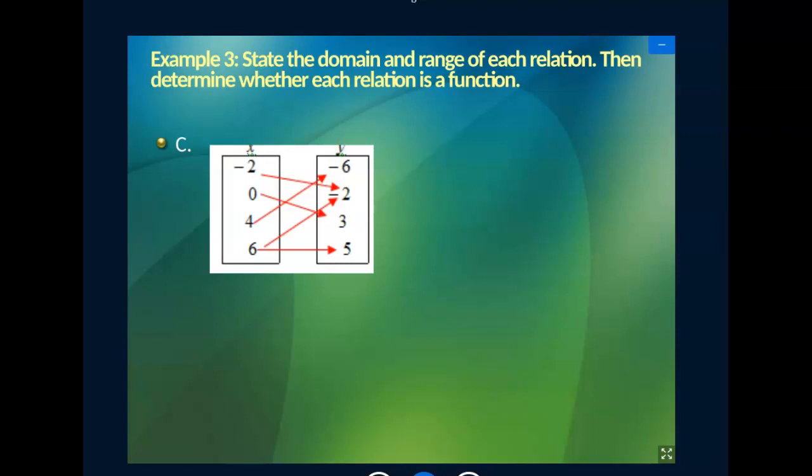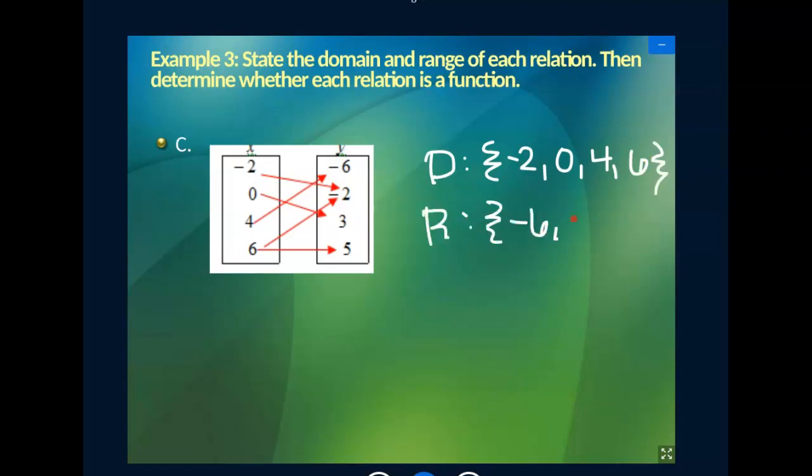Okay, this is called a mapping. A mapping takes it from one box to the other. The domain is the x's, so it's -2, 0, 4, 6. The range are the y's. What's nice about a mapping is you don't have to worry about anything repeating.